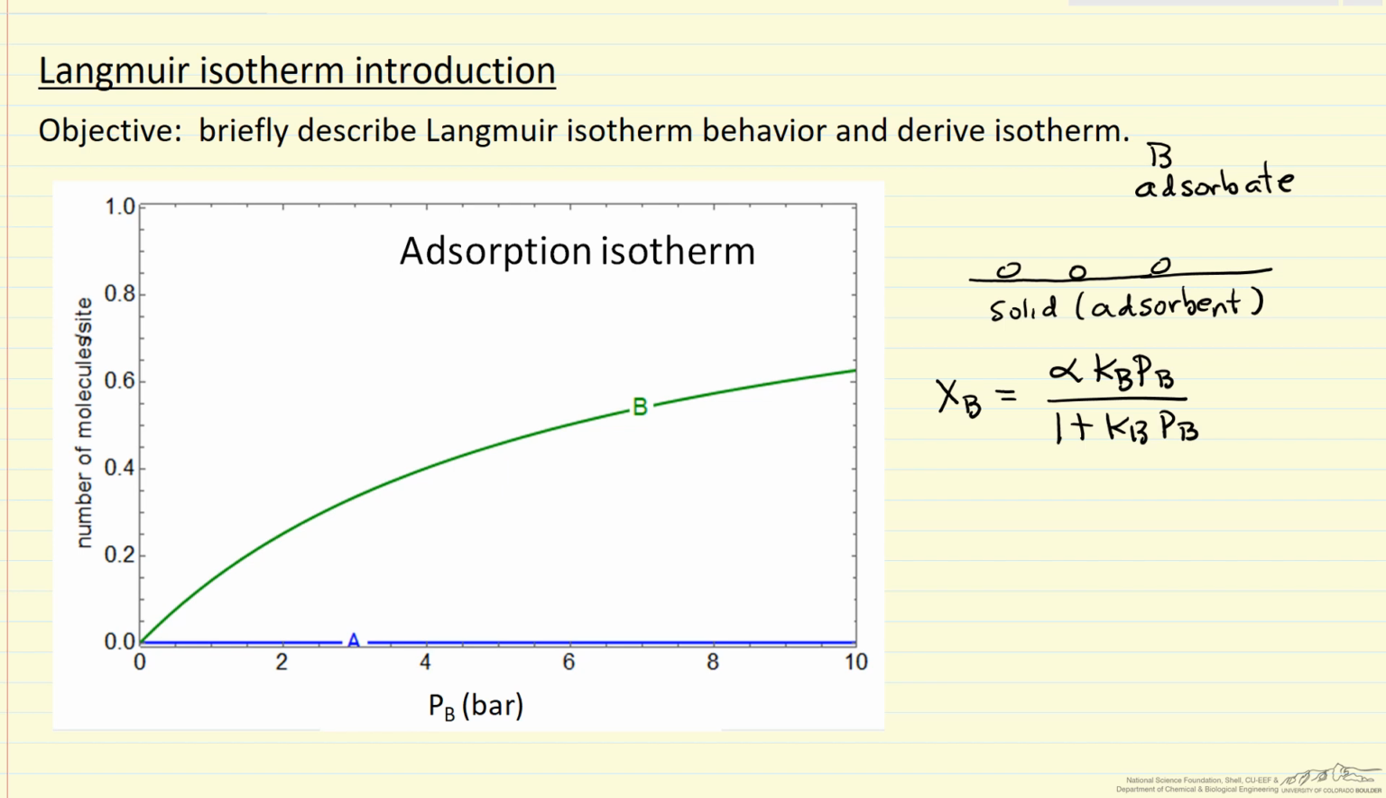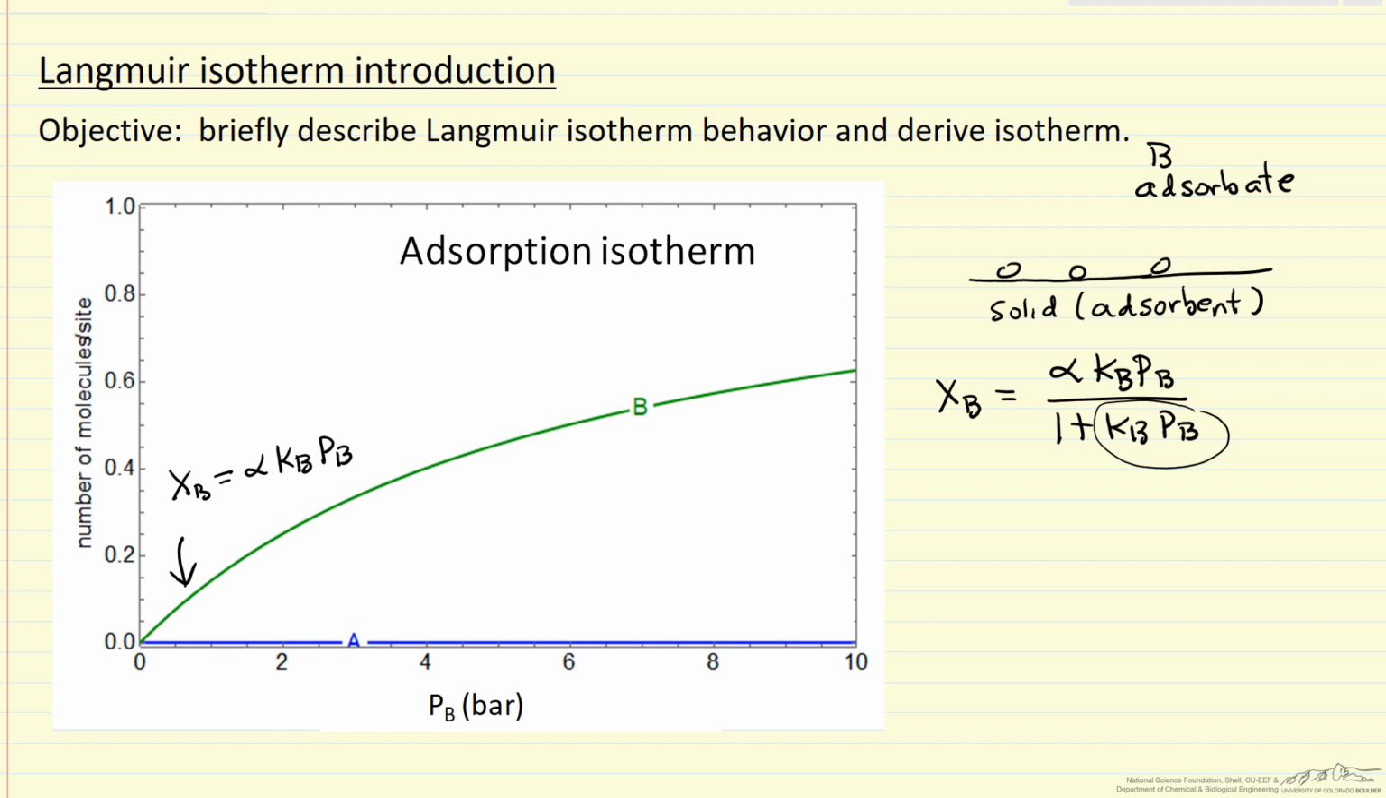And so this form means that at low enough pressures down here, XB would just be linear in the pressure of B. And if we get to high enough pressures, high enough so that this term is large relative to 1, then XB would just be equal to alpha. In other words, you're going to saturate out at some value at high enough pressures.